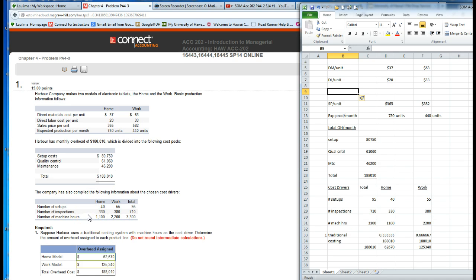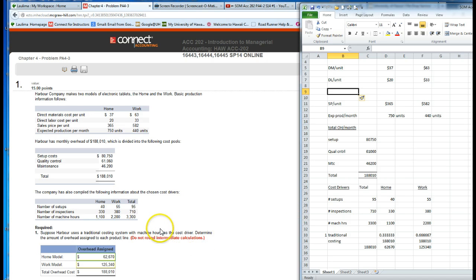It's very closely related to what we did in chapter 2 with job costing, where we have products that include direct material cost, direct labor cost, and overhead cost. And so let's take a look at it.